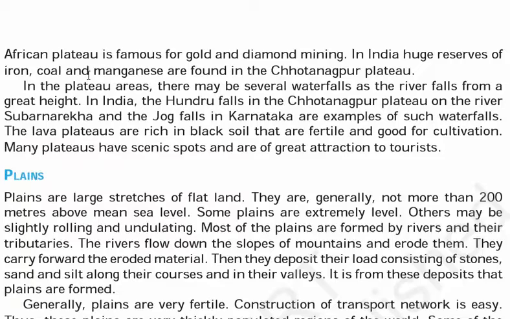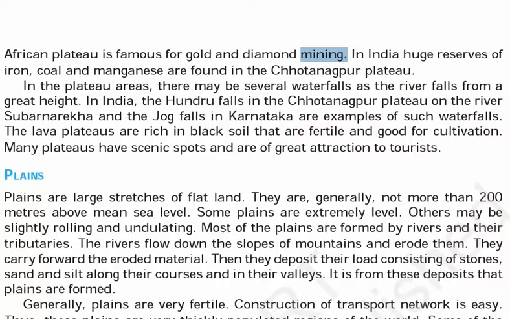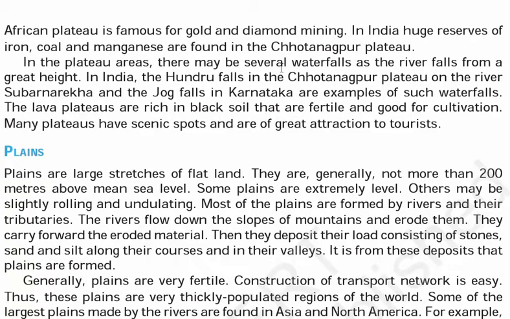Page 5. So African plateau is famous for gold and diamond mining. In India, huge reserves of iron, coal and manganese are found in Chota Nagpur Plateau. Remember this, Chota Nagpur Plateau is famous for iron, coal and manganese. We'll also see many waterfalls near the plateau areas, as the river falls from a greater height. In India the Hundru Falls in the Chota Nagpur Plateau on the river Subarnarekha and the Jog Falls in Karnataka are examples of such waterfalls.